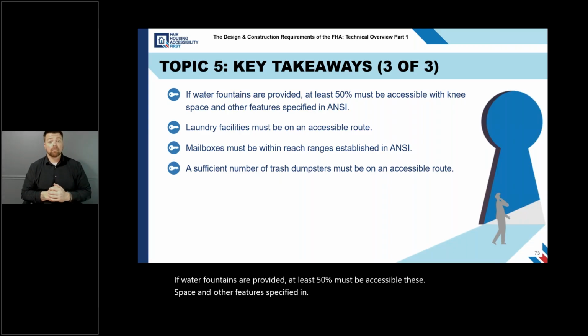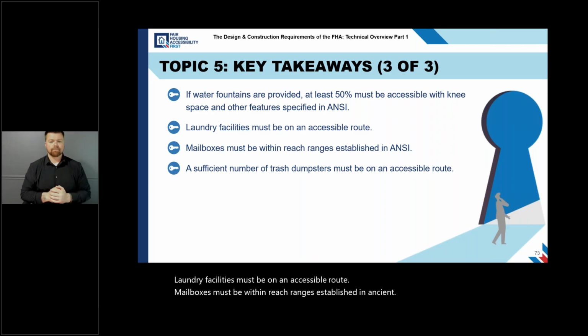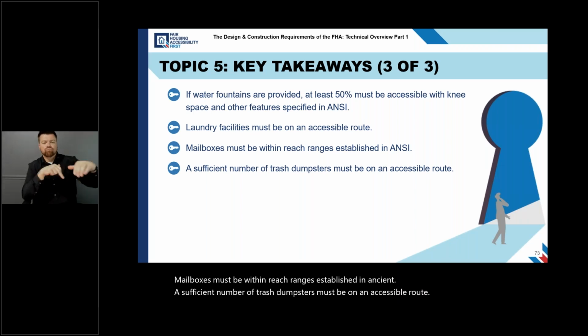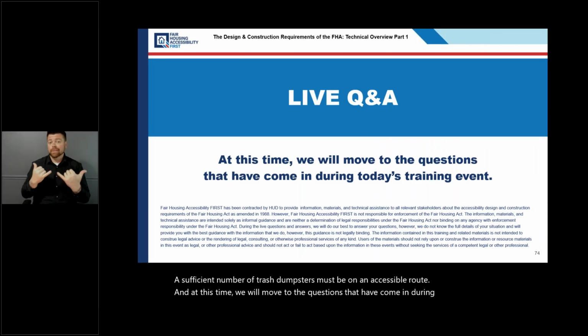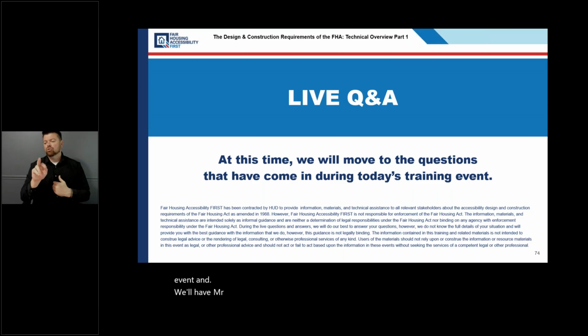Laundry facilities must be on an accessible route. Mailboxes must be within reach ranges established in ANSI. A sufficient number of trash dumpsters must be on an accessible route. And at this time, we will move to the questions that have come in during today's training event. And we'll have Mr. Contreras answer those questions.